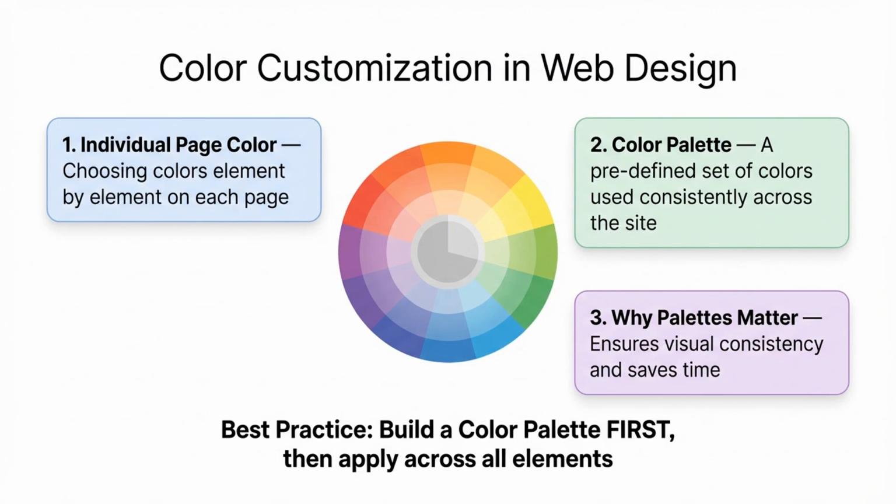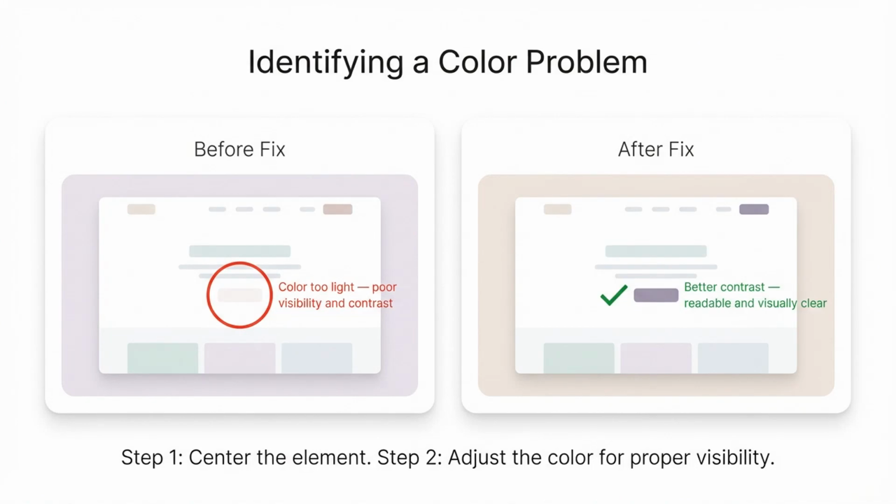Now, let's talk about color customization. When building a website, you could go page by page and manually pick a color for every single element, but that's inefficient and leads to inconsistency. The better approach is to create a color palette up front. A color palette is essentially a saved set of colors that you can reuse across every page and every element of your site.